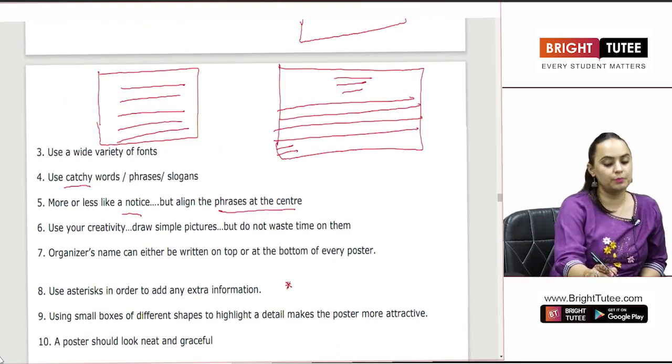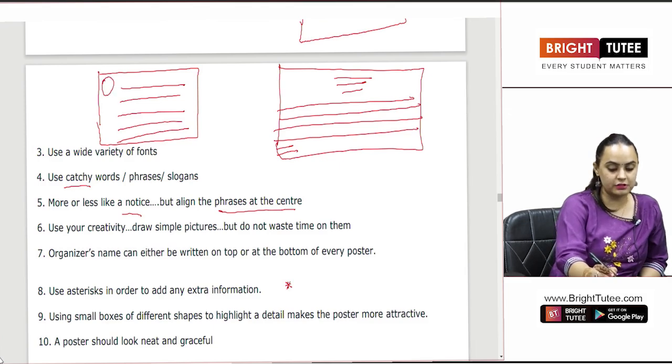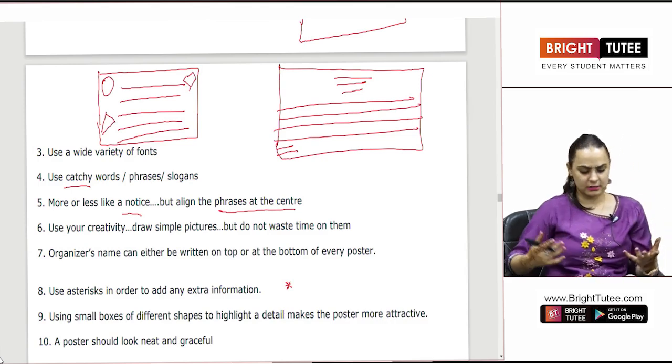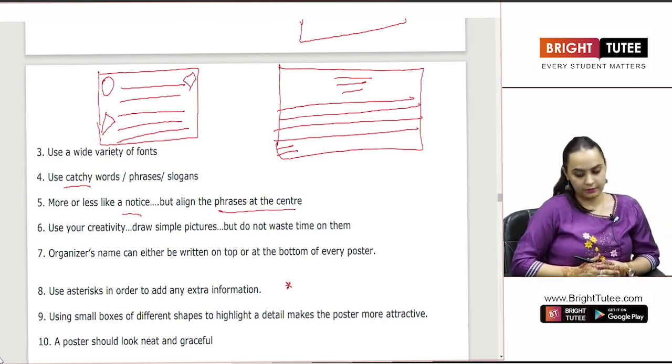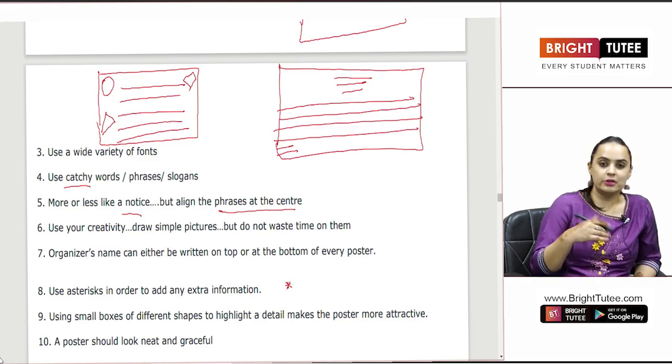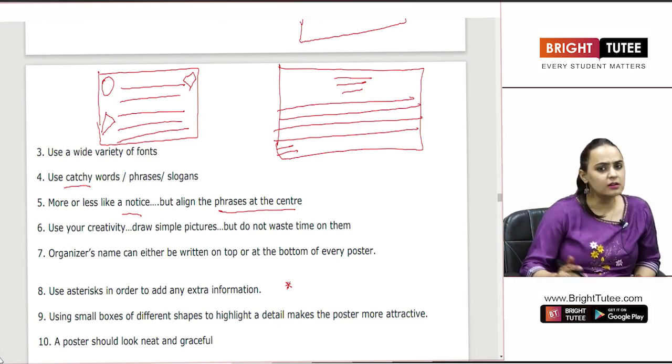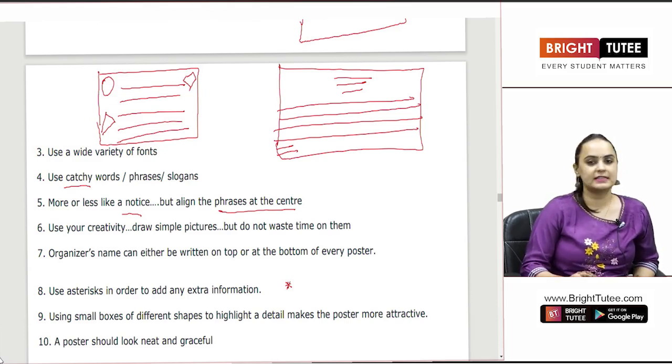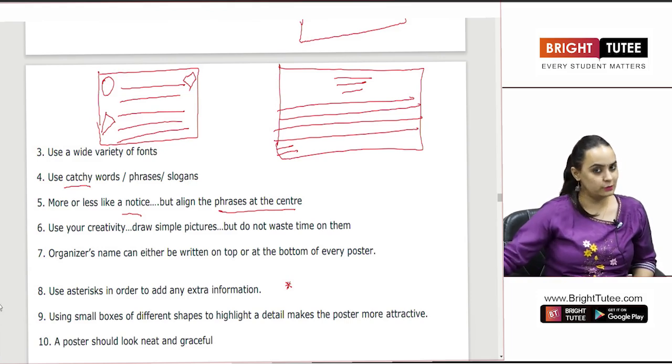So if you are making different shapes and writing something in these boxes, then again it makes your poster look very attractive. And the poster should look neat and graceful. Just because you are drawing, sketching and using colors does not mean that you're going to make your poster look dirty. Your poster should be very neat and it should be very graceful as well.